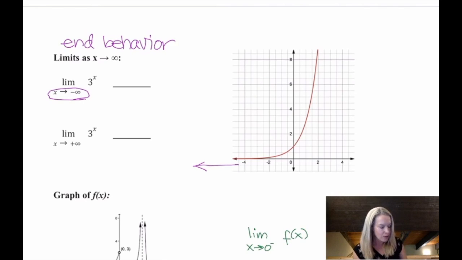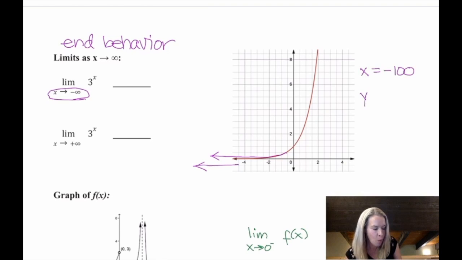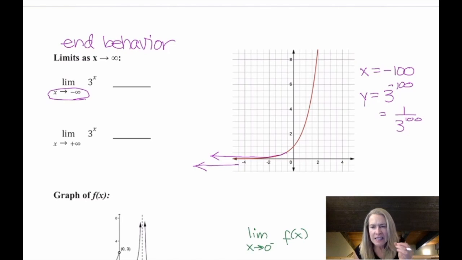Well, 3 to the x gets smaller and smaller and smaller. It approaches 0. For instance, if you looked at, I don't know, when x is negative 100, well then y would be 3 to the negative 100 power, which is 1 over 3 to the 100th. That is teeny, tiny. Practically 0, but not quite there. So as we go farther and farther out, these values get smaller and smaller, closer and closer to 0.